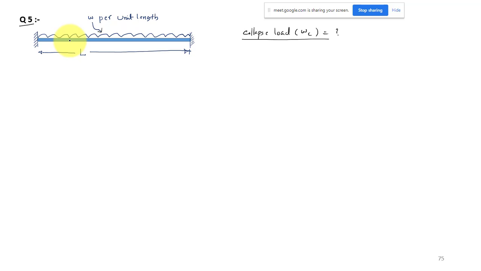So we have two theorems. We can use any one, or we can use both. First we will solve by using the static method. All these questions are very similar, you just have to understand the procedure. The static method is also known as the lower bound theorem.